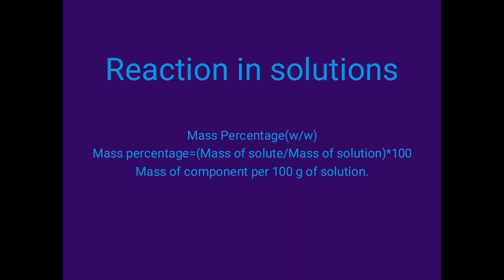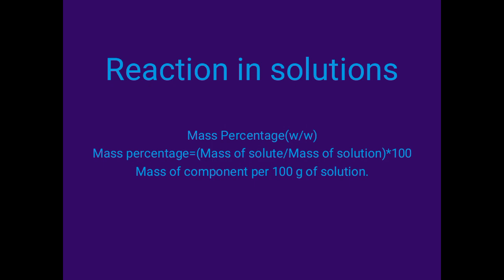How can we calculate the mass percentage? Suppose in a solution there is a solute A and a solvent B, and we want to calculate the mass percentage of A, that is the mass percentage or weight percentage of solute. The mass percentage of A is equal to the mass of A, the mass of solute, upon the total mass of solution, into 100. By this we can calculate the mass percentage or weight percentage of solute.